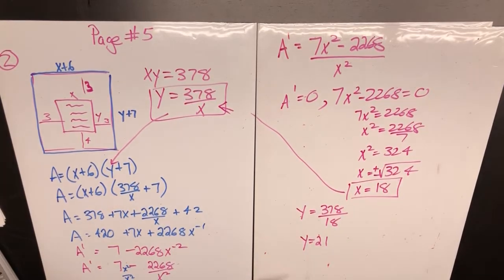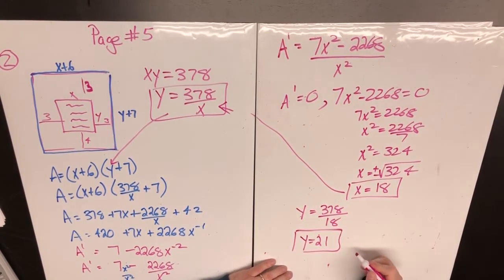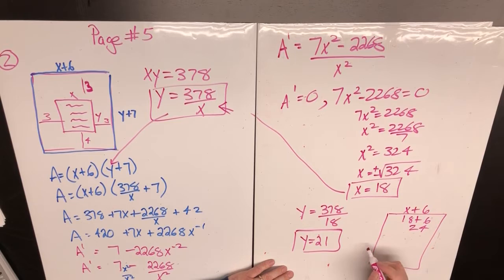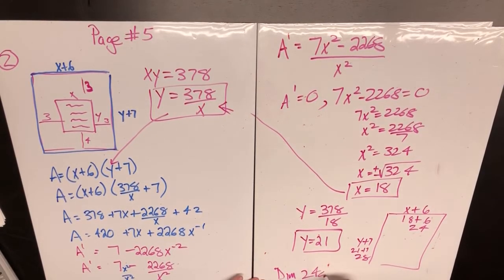Now read this question carefully. Find the dimensions of the entire page. So they don't want the inside rectangle, they want the outside rectangle. So the outside rectangle is x plus 6, so 18 plus 6 or 24, and y plus 7, which is 21 plus 7 or 28. So that makes the dimensions 24 centimeters by 28 centimeters, the entire page.